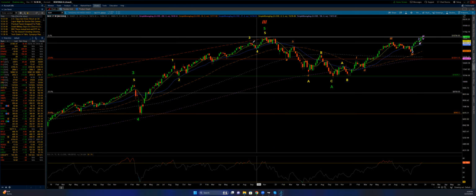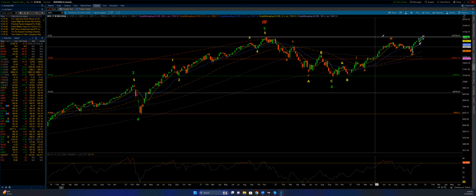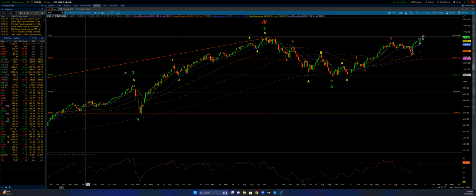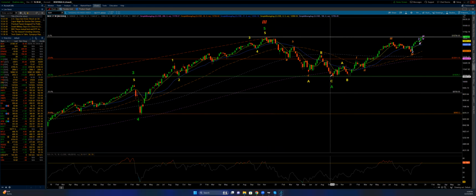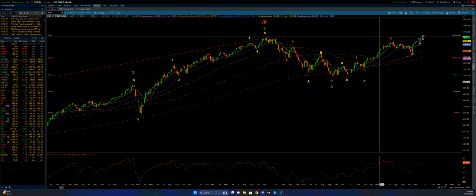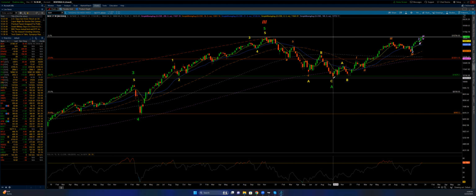Okay, so from that level, we're doing an A, B, and a C. Well, here you can see the A wave reached 0.382, just dipped below it. And that was 10,676. With that low, on a cash basis, in October of 2022, that low was 10,440.64. So what are we looking at here?